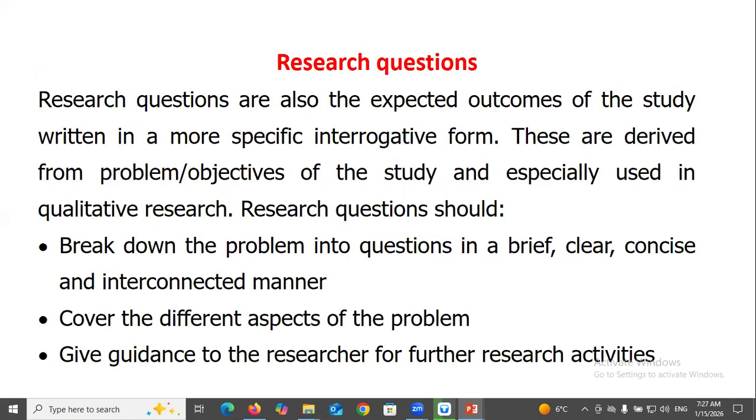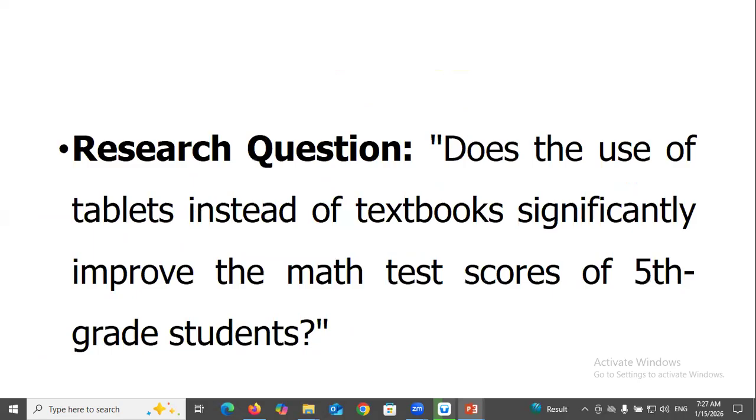Research questions are also expected outcomes of the study, written in a more specific interrogative form. These are derived from the problem and objectives of the study and are especially used in qualitative research. Research questions should break down the problem into questions in a brief, clear, concise, and interconnected manner, cover the different aspects of the problem, and give guidance to the researcher for further research activities.